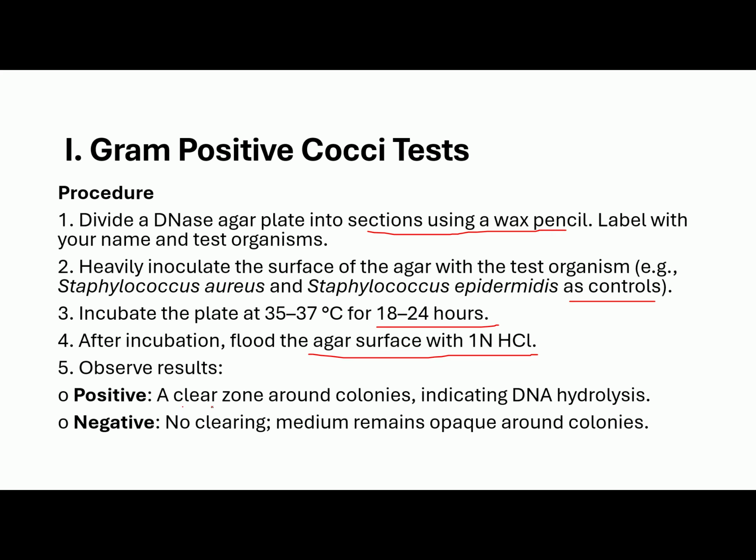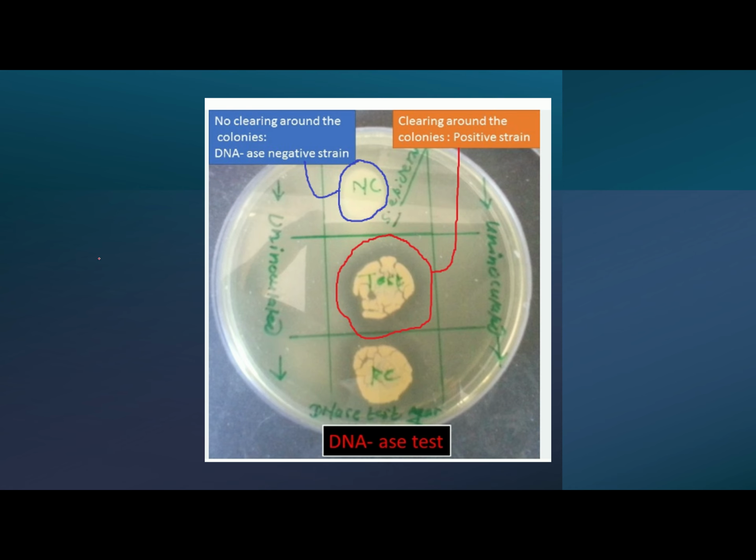Positive if there is a clear zone around the colonies indicating DNA hydrolysis. Negative, no clearing, medium remains opaque around colonies because again class, the DNA precipitated because of the acid. So pag nilagay yung one normal hydrochloric acid and bacteria does not produce DNase, the DNA would precipitate. But if it produces DNase class, the DNA is destroyed and it becomes a clear zone. So ito yung itsura niya.